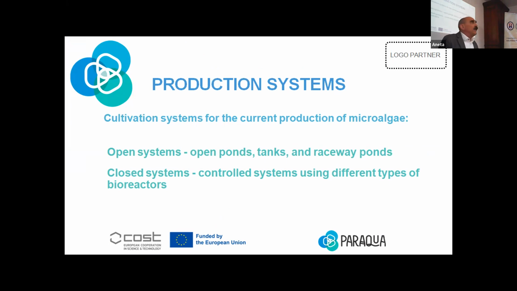In between, we have lots of hybrid systems we will talk about. So if we have an open system, we talk about ponds, tanks, raceways, or something like that. And closed systems, we call different kinds of bioreactors.